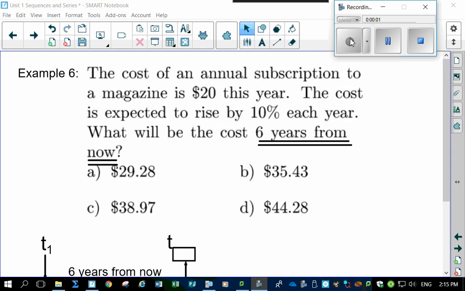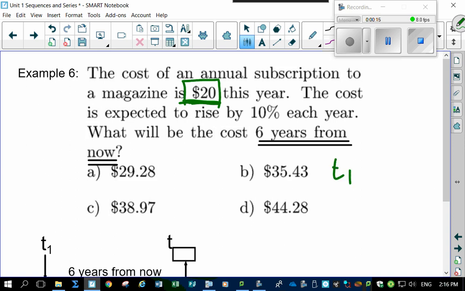Here comes a great question from a former exam that I gave to my students. Check this out. The cost of an annual subscription to a magazine is $20. So if you think about that, $20, that's its first cost. That's got to be T1. T1 has got to be $20.